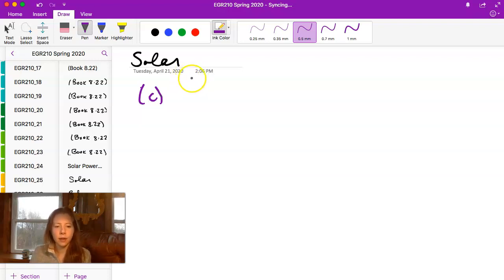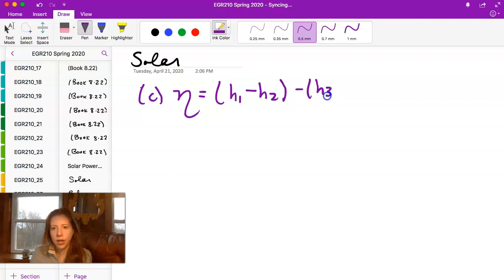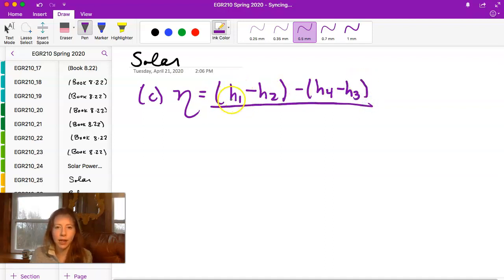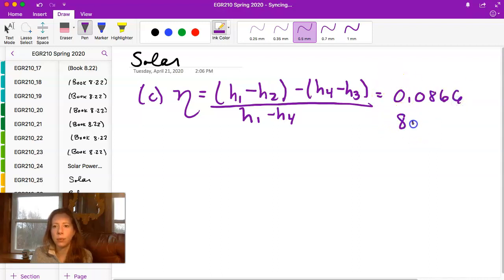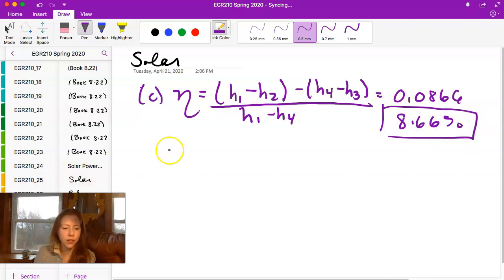So for C, we need to find the thermal efficiency of the power plant. And so that's going to be eta is equal to H1 minus H2 minus H4 minus H3, and we're going to divide by H1 minus H4. And this is going to give us 0.0866 or 8.66%. Not super efficient.